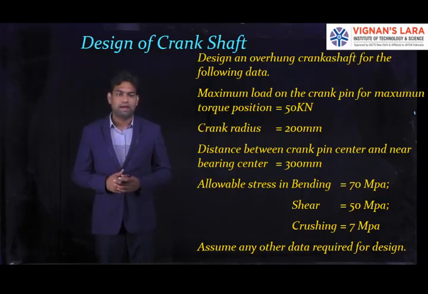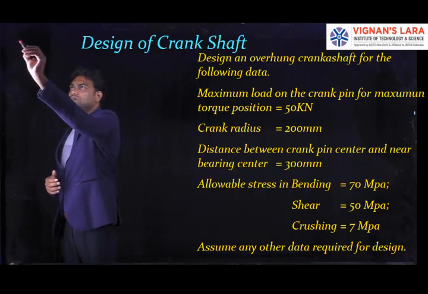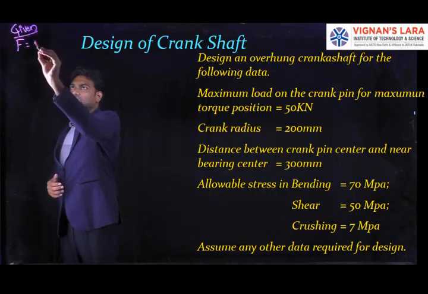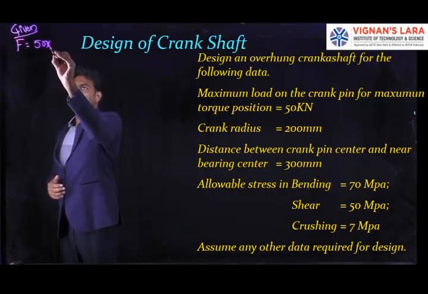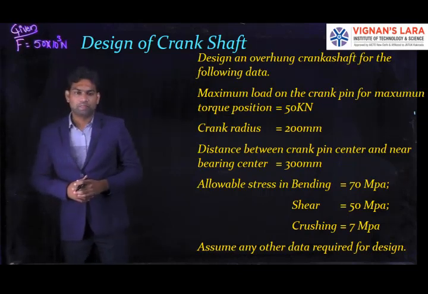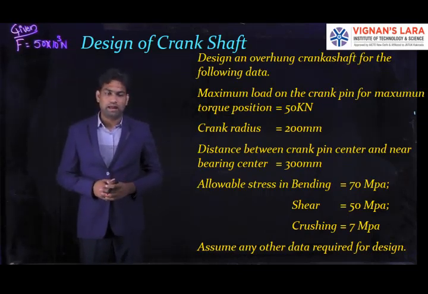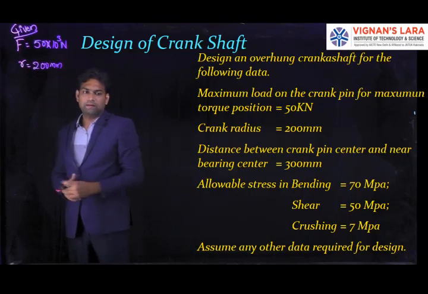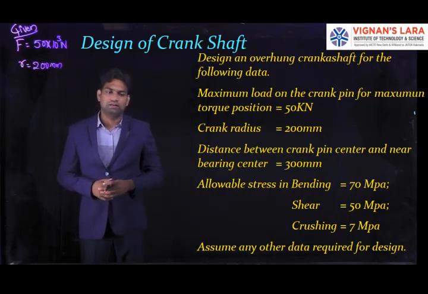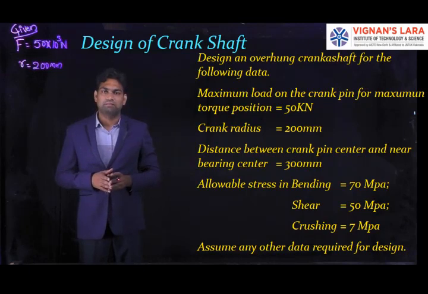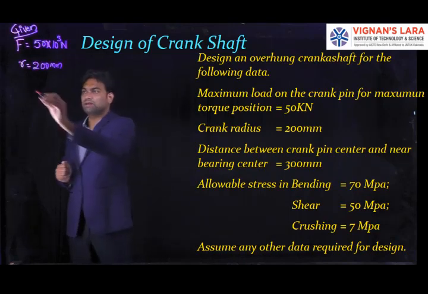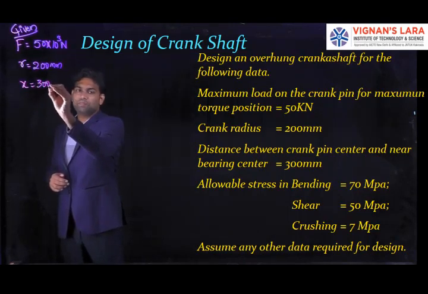Here they mention the maximum load on the crank pin for the maximum torque position, that is 50 kilonewtons. This is given data. The load is denoted by F, so 50 kilonewtons, that is 50 into 10 cube newtons. Then the crank radius is given, denoted with small r, 200 mm, and the distance between the crank pin center and the nearest bearing center, which in the diagram is the perpendicular length from the load to the nearest center, is denoted with x. It is equal to 300 mm.